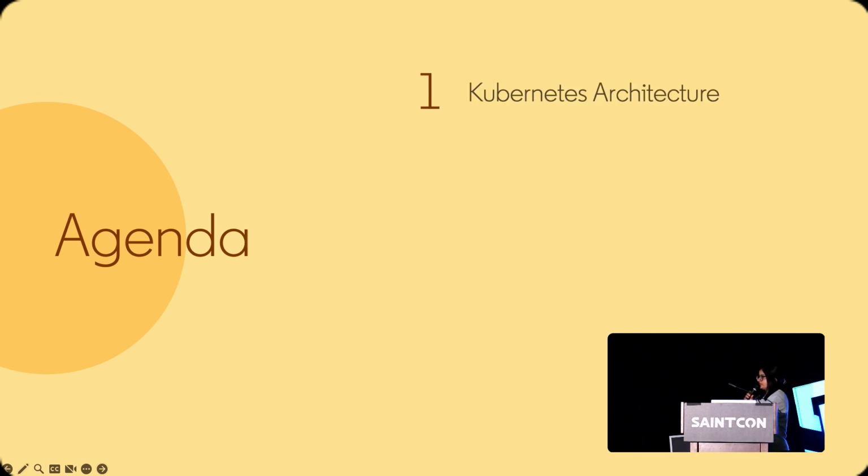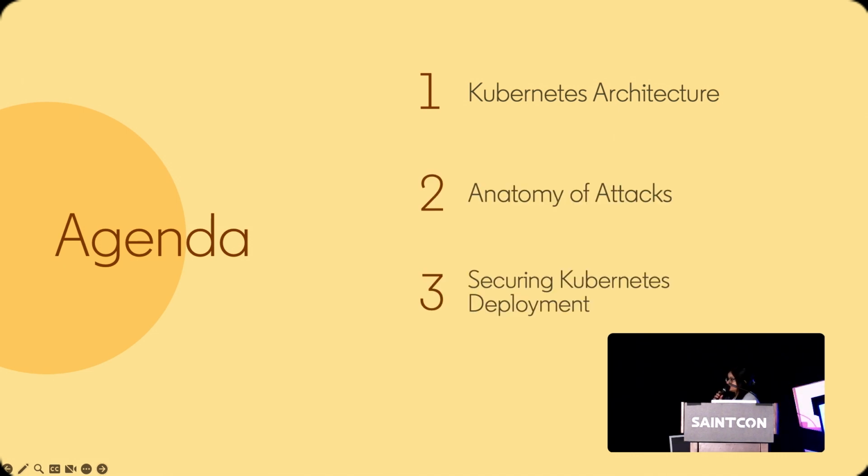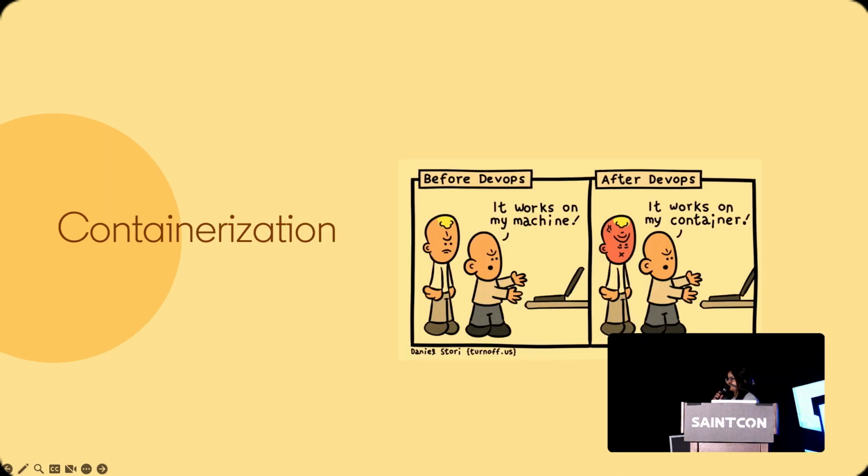Here's our agenda for today. We'll briefly talk about the Kubernetes architecture. We'll discuss some attack scenarios. We'll explore how we can secure such Kubernetes deployment at scale. And of course, we'll end with the conclusion.